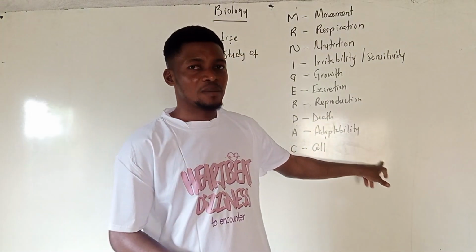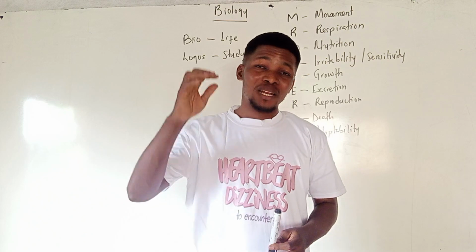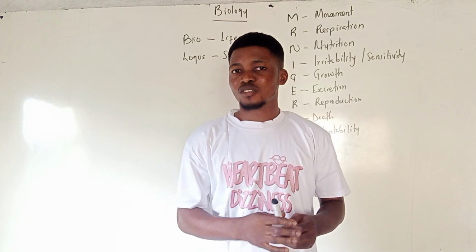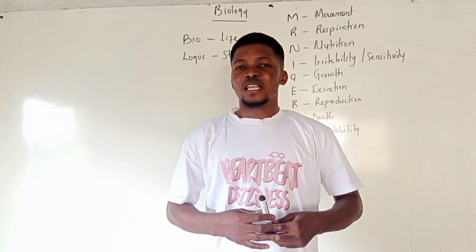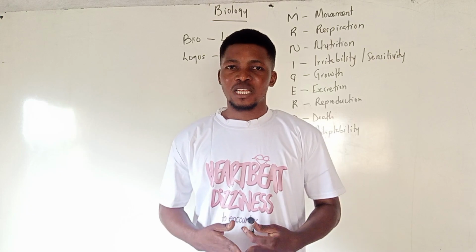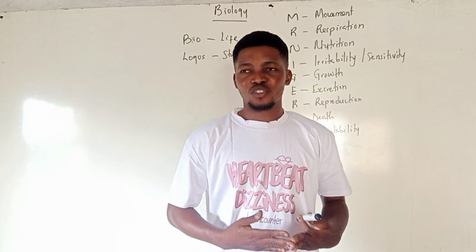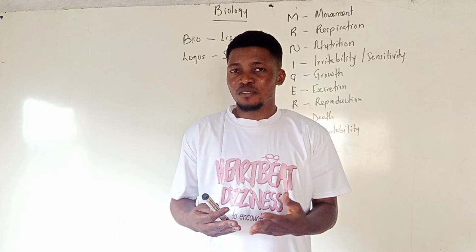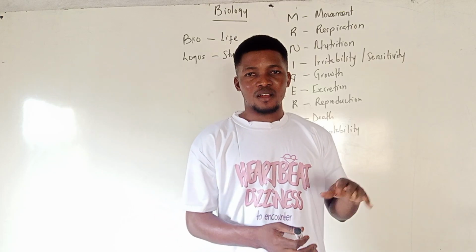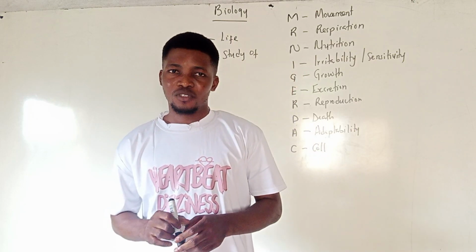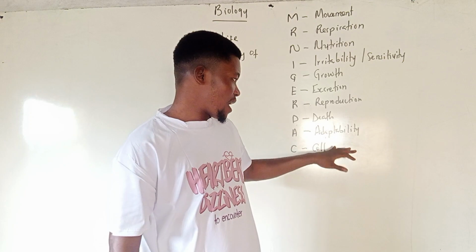Must die. Then adaptability. Adaptability is the ability of living things to adjust to changes in their environment to ensure survival. Yes, living things get used to their environment. They possess certain features that enable them to adapt to changes in their environment. These special features that enable living things to survive in the environment are called adaptive features. So every living thing has the ability to adapt to changes in its environment.